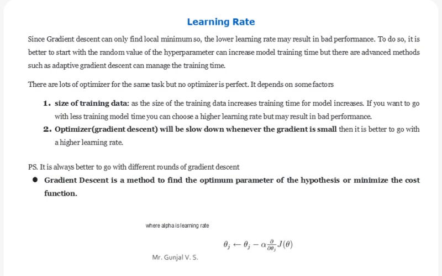To do so, it is better to start with a random value of the hyperparameter and increase model training time, but there is a sweet spot at which gradient descent can manage the training time. There are lots of optimizers for the same task, but no optimizer is perfect. It depends on factors like the size of the training data. Gradient descent will be slow whenever the gradient is small, so it is better to go with a higher learning rate.